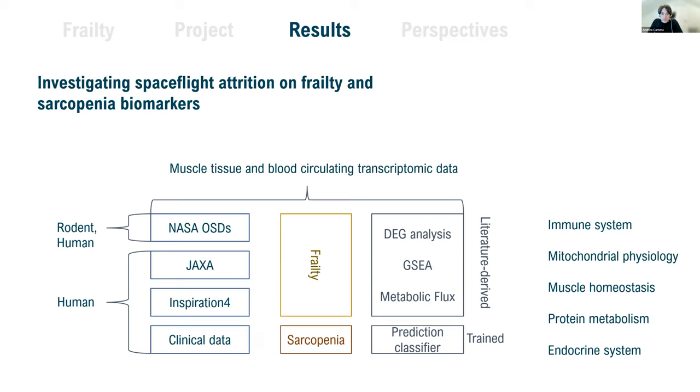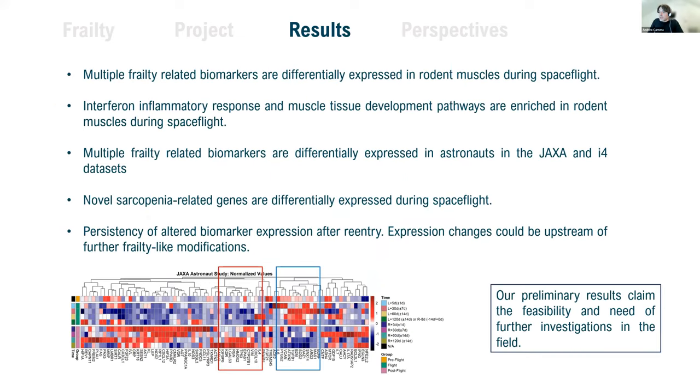Also, thanks to the contribution of Professor Casado's group, we curated a short gene list of predictors of sarcopenia that we obtained by analyzing a population of age-matched individuals with and without sarcopenia, and we assessed their expression in our rodent open science dataset mentioned before. We detected that multiple frailty biomarkers are differentially expressed in spaceflight, and also some of the novel sarcopenia-related biomarkers that we identified are differentially expressed.